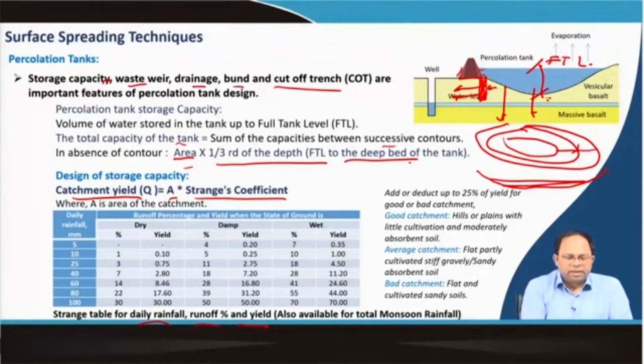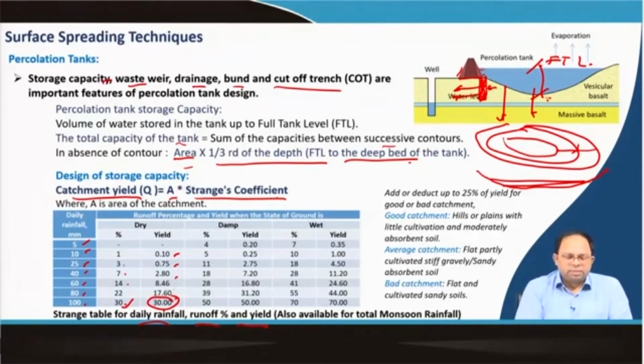So, that means daily rainfall is 5, 10, 25, 40, 60, 80, 100 mm, and runoff percentage is given as 1, 3, 7, 14, 22, 30, which will vary for different types of catchment. And then these are the yields in each case that we can directly pick up from the table based on the runoff percentage, and from that we can estimate the total yield of that particular catchment.